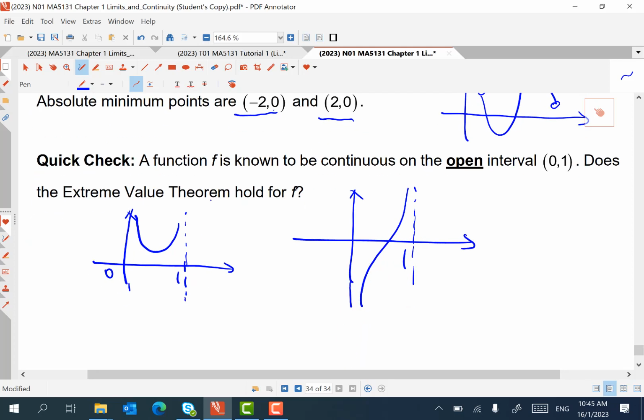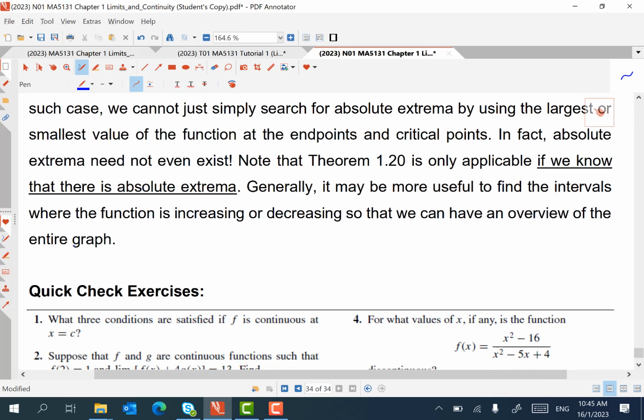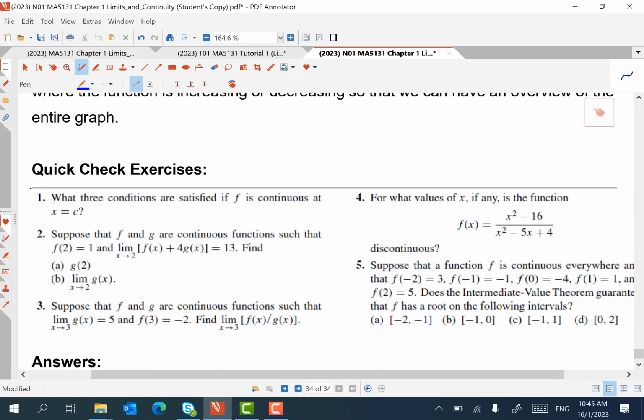Okay, so there's a remark here about function not continuous. A function that's not continuous on a closed interval can potentially still have absolute max and minimum. Just that you have to put in more effort to try to locate the absolute max and min. For me, if it's not a continuous function, I probably draw a sketch of the graph first, so I can narrow down to the absolute max and minimum for such a function. So with this, we're coming to the QCE.